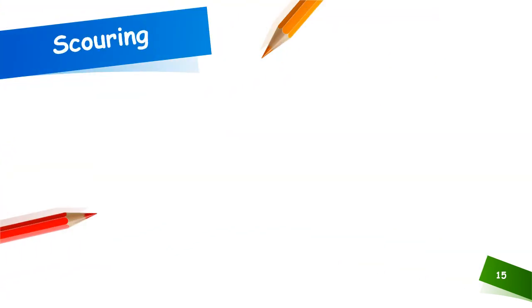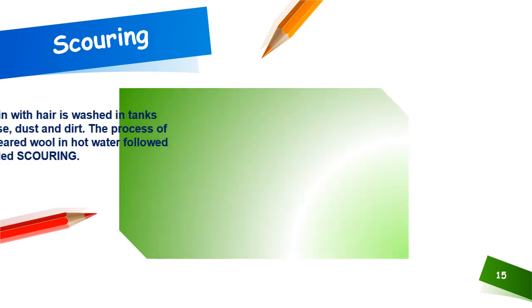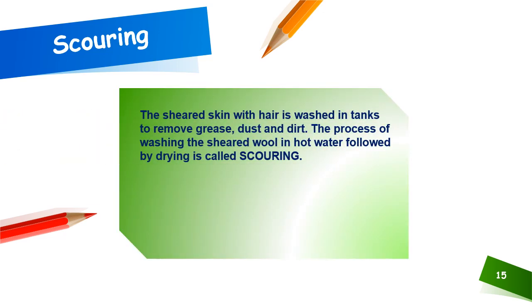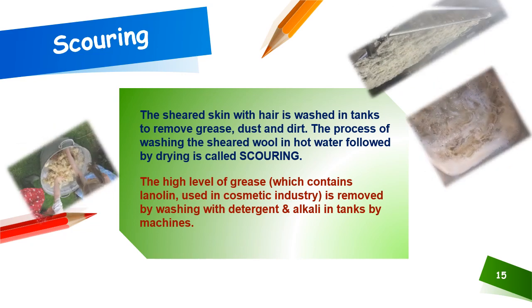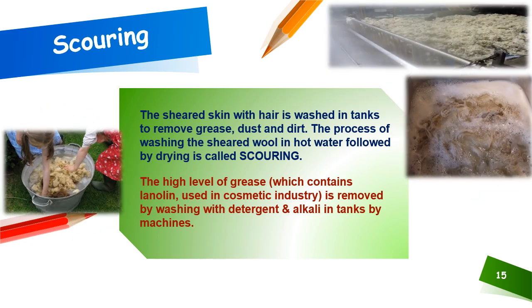Second step, scouring. It is a process of thoroughly washing the fleece or sheared skin and hair to remove grease, dust and dirt. The high level of grease is removed by washing with detergent and alkali in tanks by machines.